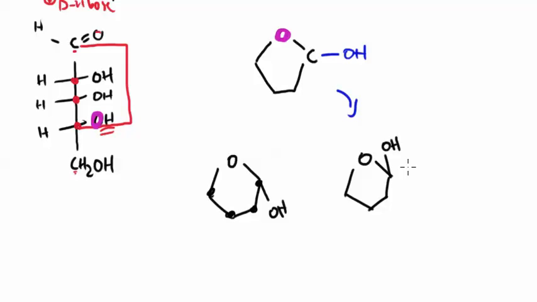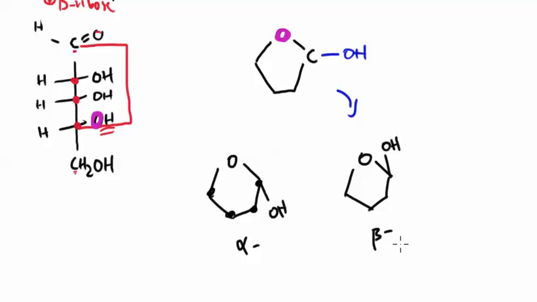Now, just like before, there's no difference. If the OH points down, it's one version. If it points up, it's another version. So there's really no difference there at all. If it points down, just like before, it's going to be the alpha version. And if it points up, just like before, at that anomeric carbon, that is going to be our beta version. So this is how we distinguish between alpha and beta. There's no difference as far as 5-membered and 6-membered rings go. The location of the OH group will tell you if it's alpha or beta.